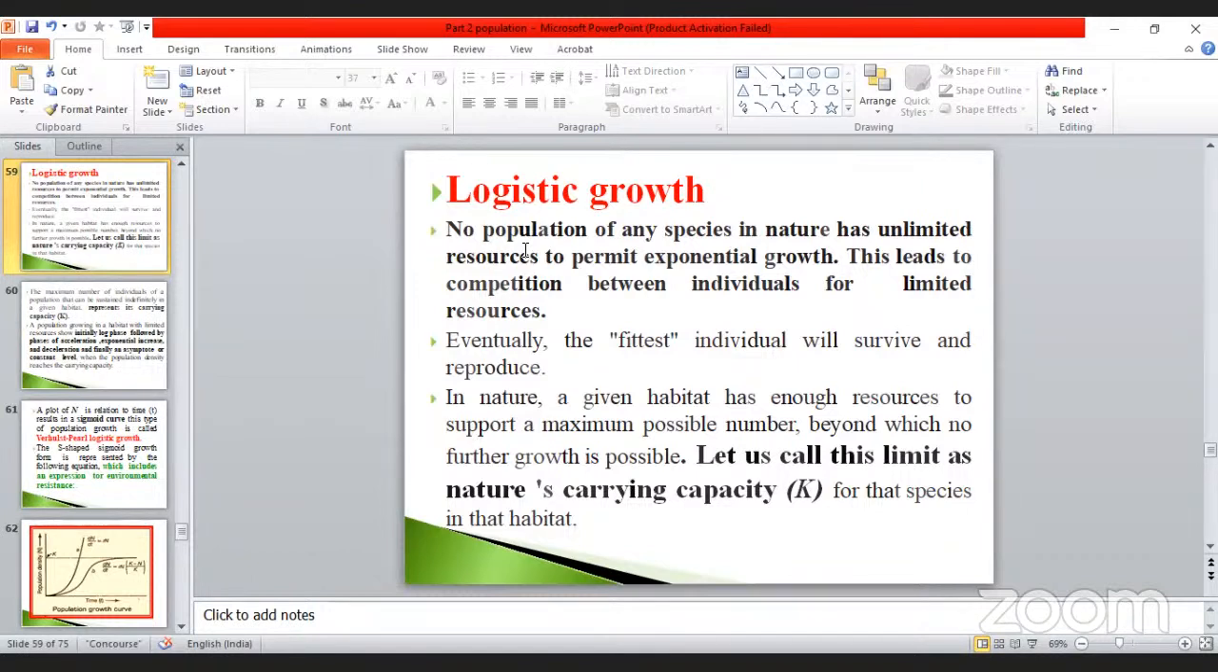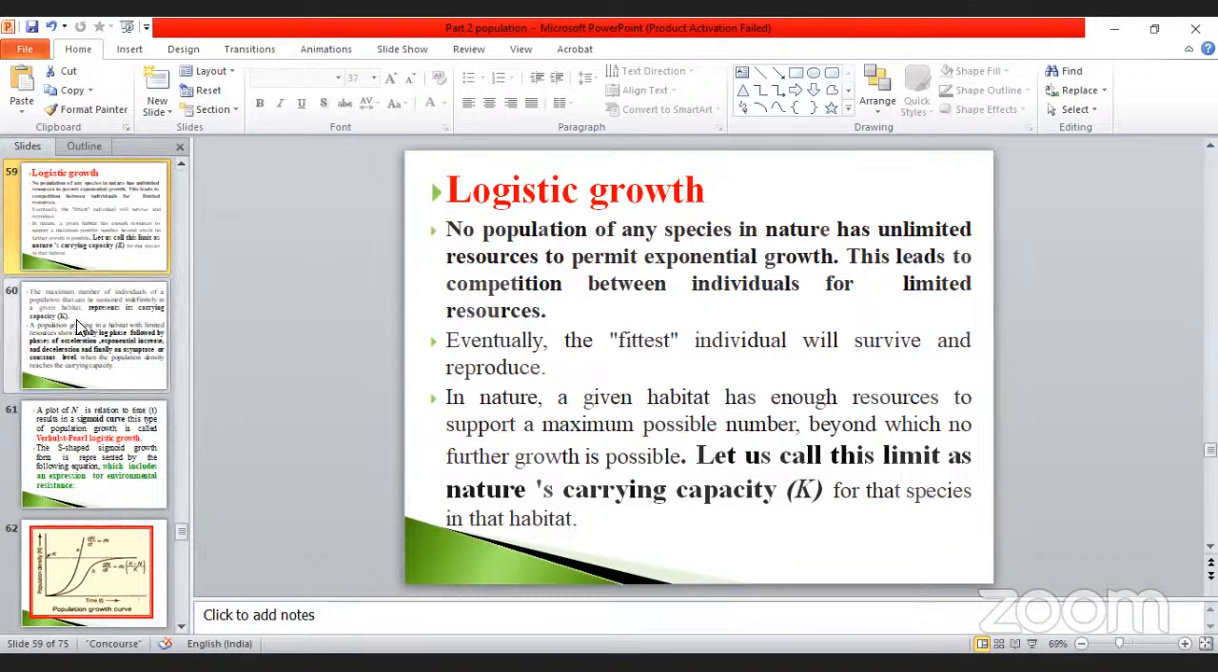Already we discussed it. What is nature's carrying capacity? How much they can hold, how much nature can provide, whether food or water or space, whatever it may be. That condition is called carrying capacity. That is denoted as a constant K for that species in that habitat, in that particular environment. This is very, very important.